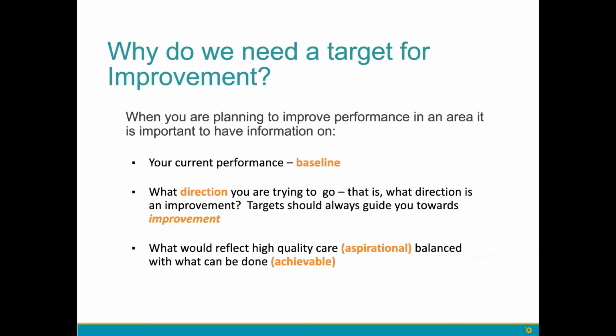So what direction are we trying to get to? Do we want our improvement to be an upward increase, or do we want it to be downward? And whatever that improvement looks like, figuring that out. And what would reflect high quality care? First of all, we think about it from an aspirational perspective. So if we were queen or king of the world and we wanted this to happen, what would it look like? What are our big goals, our aspirations? And then what's achievable? So we have to balance those two, our dreams and what we can actually do. But dream high, set high standards for yourself.